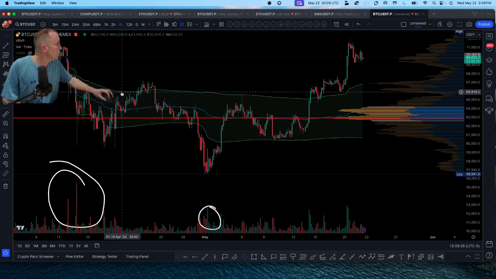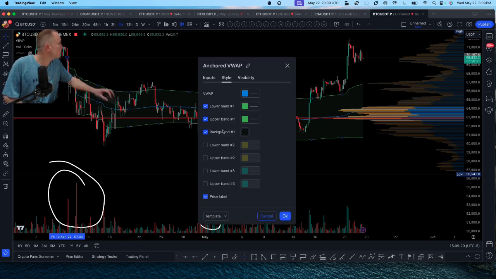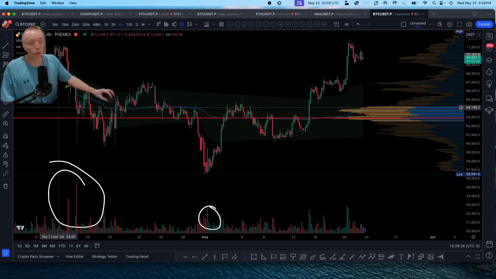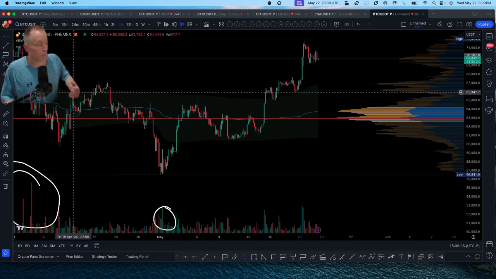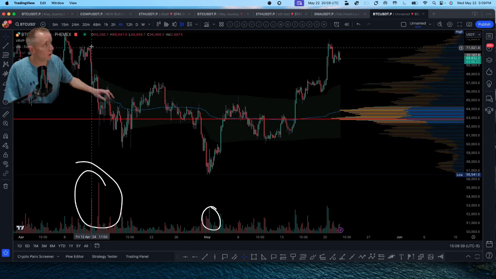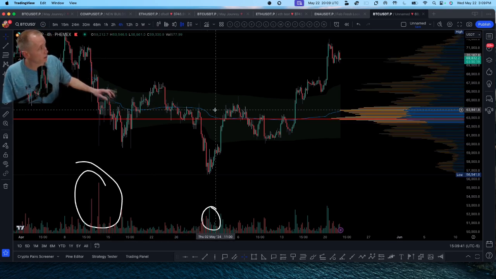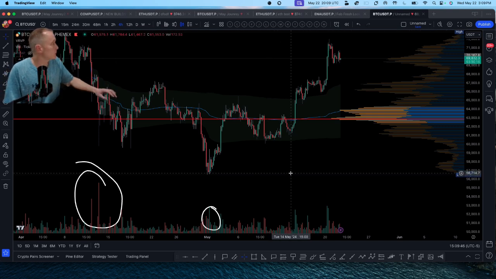Trying to turn off some of these other bands on here. Okay, so here's a better example looking at vWAP. So anchored vWAP. You can see here, pulled from here, how this really acted as resistance, right, in the downtrend until we broke back up above it.